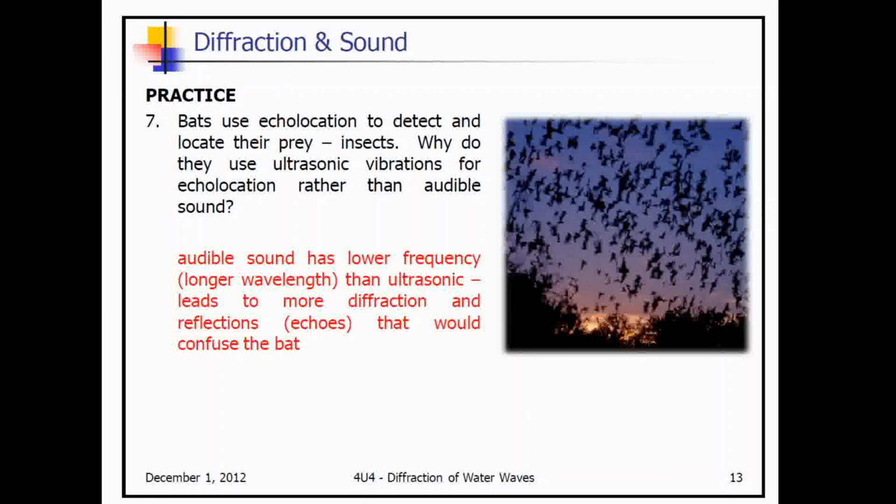The ultrasonic vibrations have a much smaller wavelength, and that would make it easier for the bats to pinpoint exactly where an insect would be that it was trying to eat, or where objects might be in the way, inside of the cave that it's flying in or outside with trees.